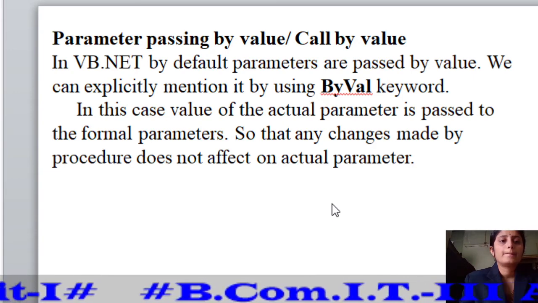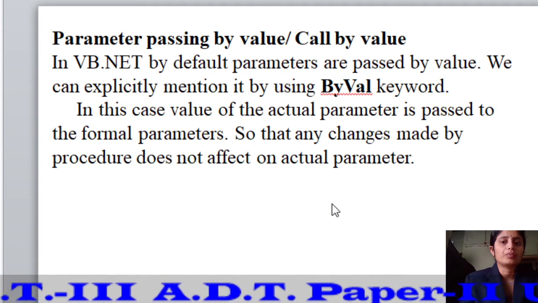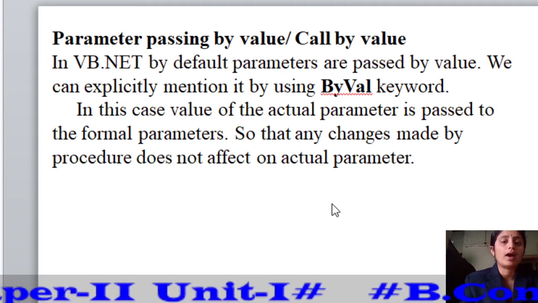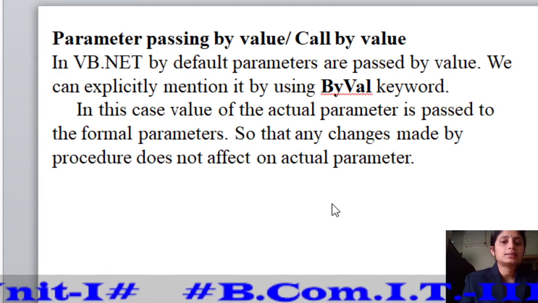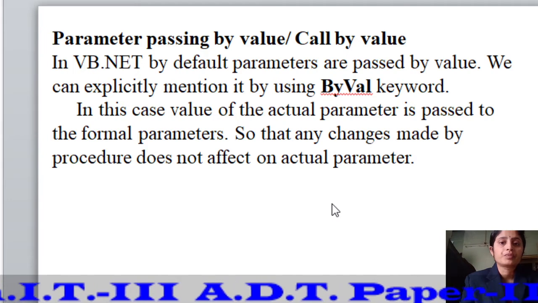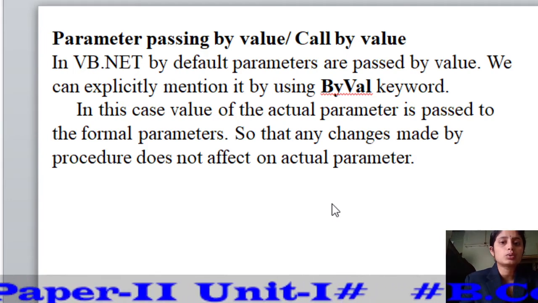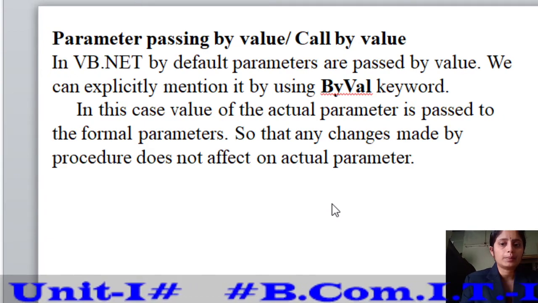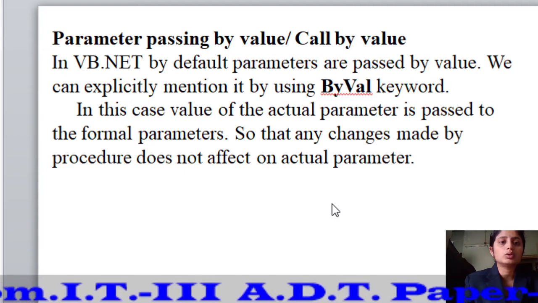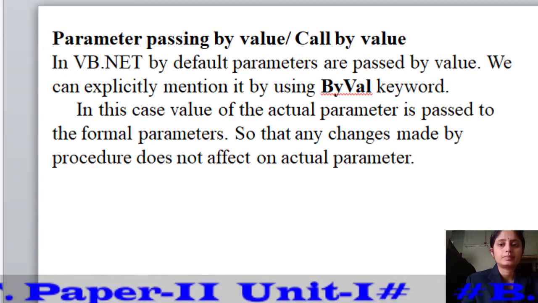First is parameter passing by value, or call by value. In VB.NET, by default parameters are passed by value. We can explicitly mention it by using the ByVal keyword. In this case, the value of the actual parameter is passed to the formal parameter, so any changes made by the procedure do not affect the actual parameter.